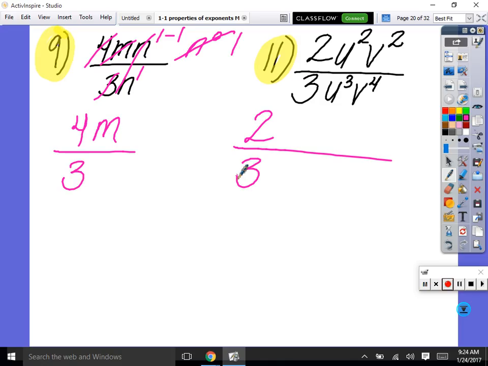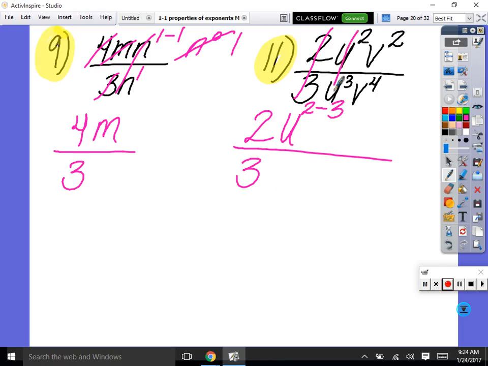Now focusing on the next piece here, u and u. When you divide the same base, you subtract your exponents. We always do the top minus the bottom. So write it on top, put a u, put your 2, put your minus sign, then look on bottom. It's a positive 3, correct everybody?